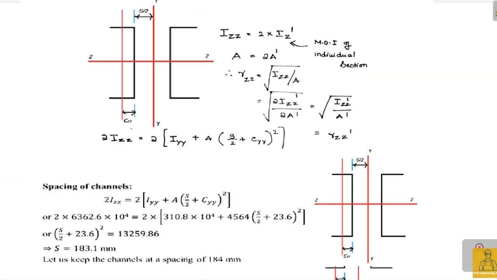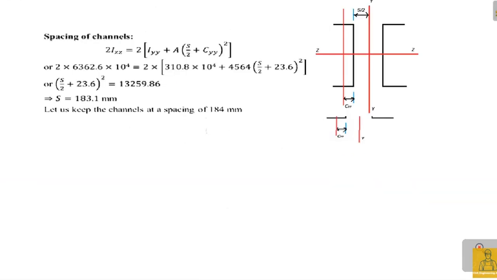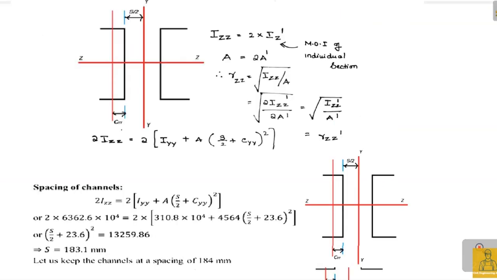So this is how it is connected. The total spacing is S. What is this value as shown in this figure? S by 2, and this is S by 2. Right. So what is IZZ going to be? IZZ is the moment of inertia of the built-up section.